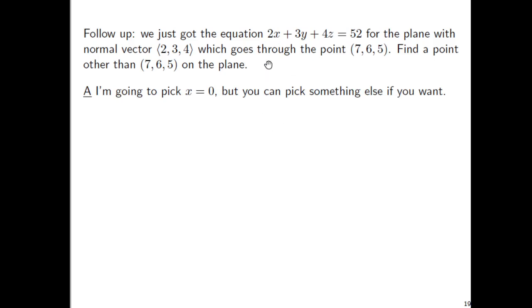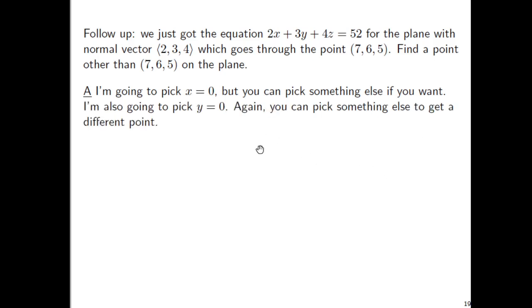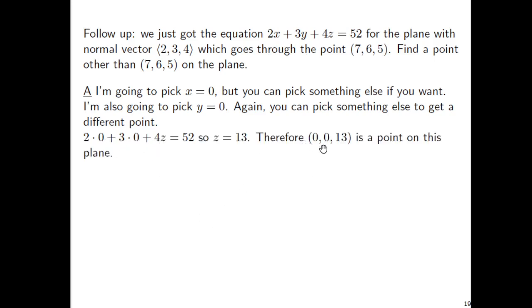To do that, I'm just going to pick one of the variables to be 0. I just happen to pick x to be 0. I could have picked x to be 25, but I picked x to be 0. You could pick something else if you want. I'm also going to pick y to be 0, just out of convenience or laziness, but you could pick y to be 300 if you really wanted. And then let me just plug in, and I'll have 4z equals 52, so z equals 13. Therefore, (0, 0, 13) is a point on this plane.